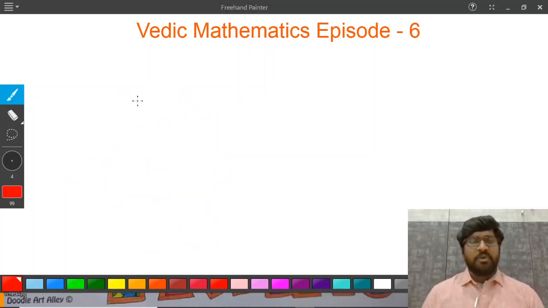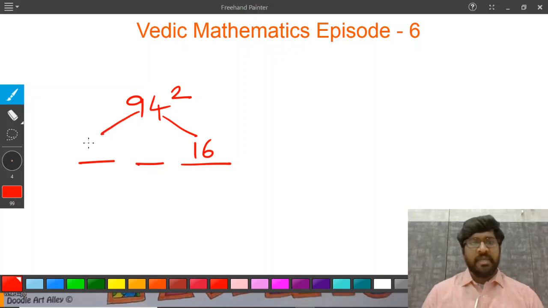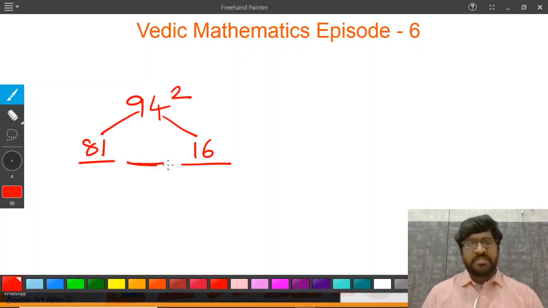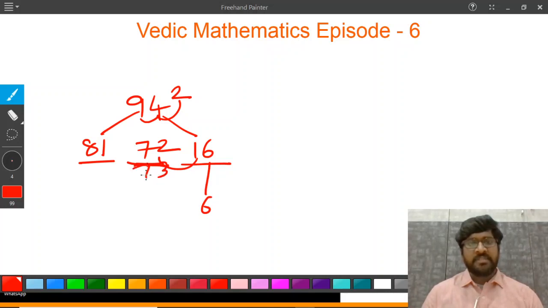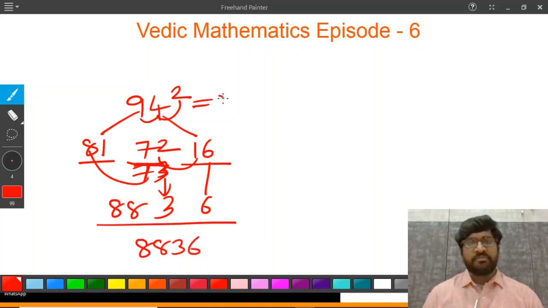Similarly, if you want to find, let's say, 94 square, 3 places, 4 square 16, 9 square 81. In between the 2ab term, 9 into 4, 36, into 2, 72. So we write 6 here, this 1 carry, this becomes 73, and we write 3 here, 7 carry, this becomes 88. So the answer is 8836, that is 94 square is 8836. So in this manner, you can find the square of any number from 21 to 100 comfortably, and the same method works for any question.